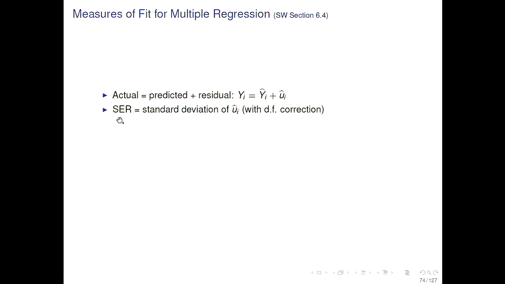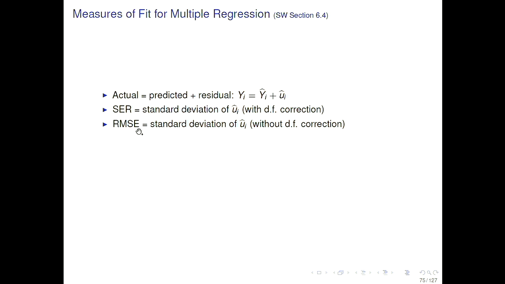So using this decomposition, we're going to build up the definition of R square. Before doing that, what is this standard error of regression? We can compute the standard error of regression. That is just the standard deviation of the residual. This residual is the difference between the fitted value and the actual value. So SER is the version of standard deviation that corrects for degrees of freedom. And root mean square error.